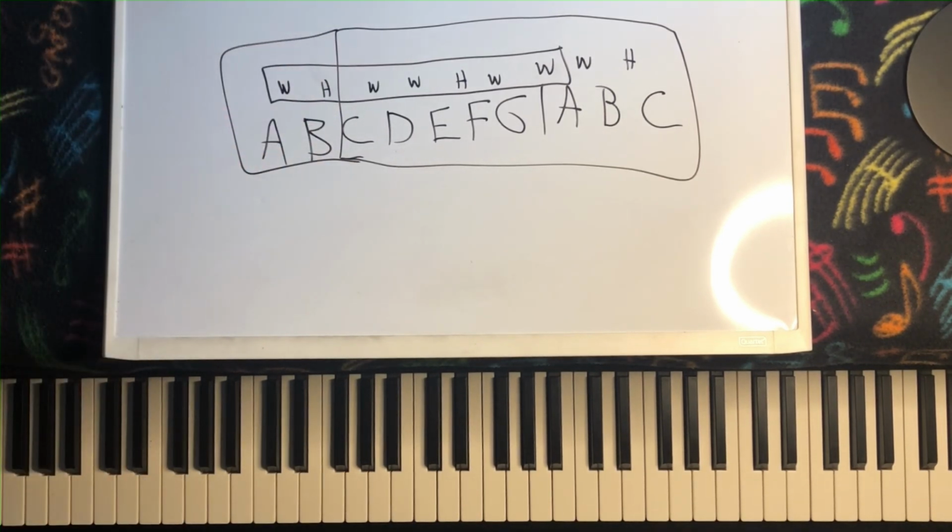So we'd say A minor and C major are related, and that's kind of how they're related. So for example, if I pick another scale, I'll pick D major.